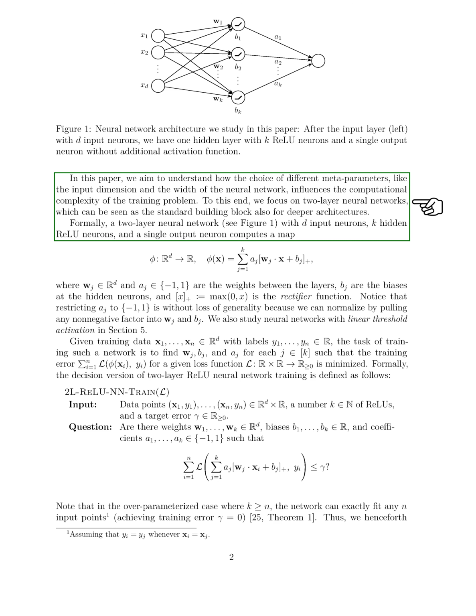We also look at neural networks with linear threshold activation. The task of training such a network is to find the weights, biases, and activation functions that minimize the training error for a given loss function. Note that if the number of hidden neurons is greater than or equal to the number of input points, the network can exactly fit any input points, achieving zero training error.